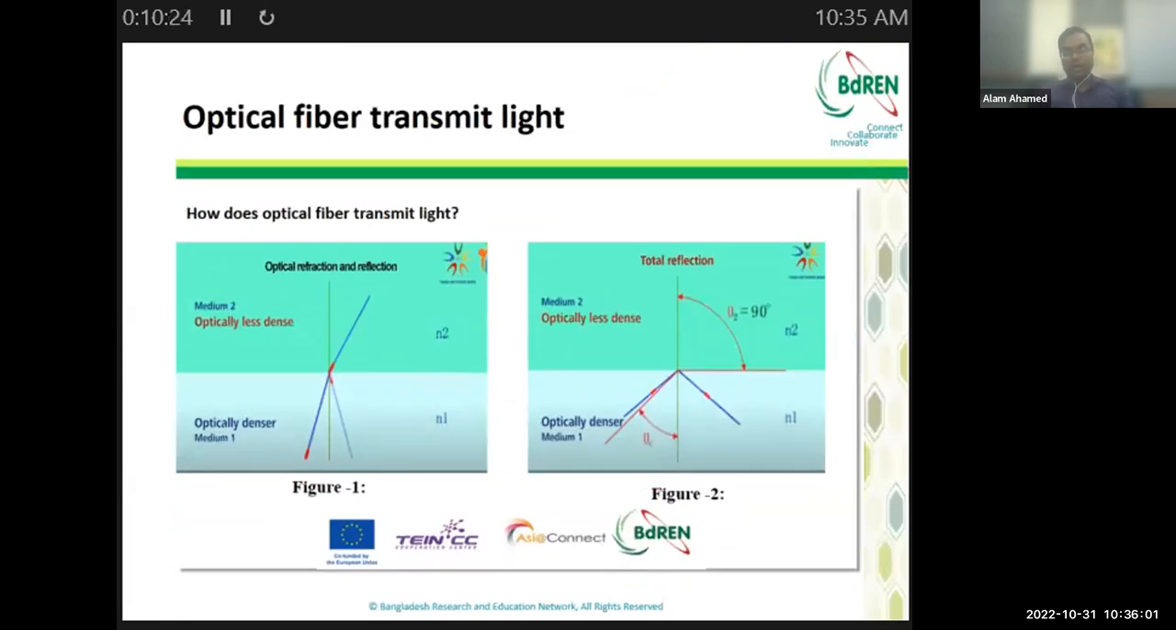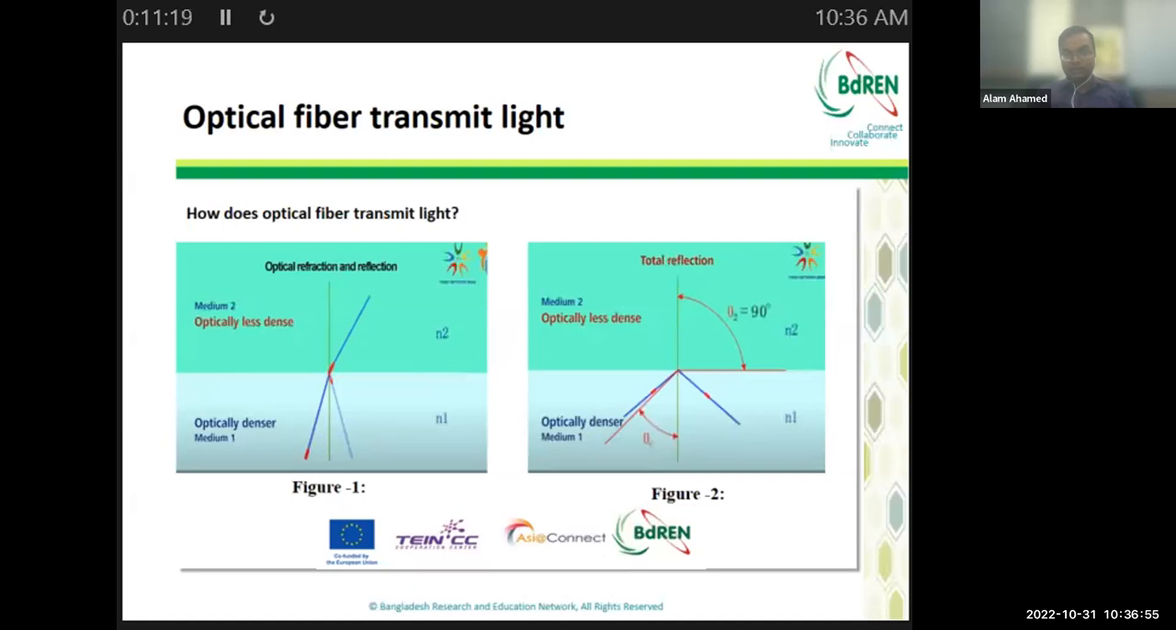As we can see from the figure, when an optical signal travels from media one to media two, both reflection and refraction occur at the interface. If the refractive index of media one is higher than that of media two, the refraction angle is greater than the incident angle. When the incident angle is greater than the critical angle, total reflection occurs. In this case, the optical signal will be confined within media one and will not enter media two.